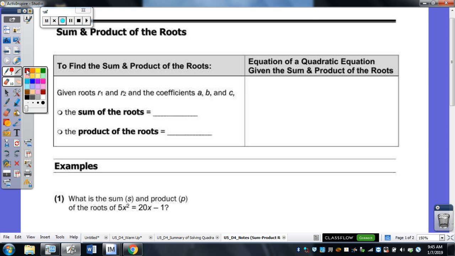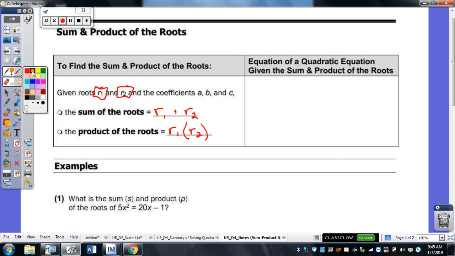So let's say we are given two roots. We're going to call them root 1 and root 2. If we want to find the sum of them, all we have to do is add root 1 plus root 2. That would give us our sum. If we want to know the product, all we would have to do is multiply root 1 times root 2. And that gives you the sum and the product of your roots. So again, that's if you know what they are.